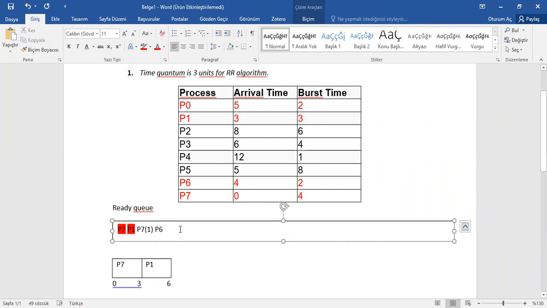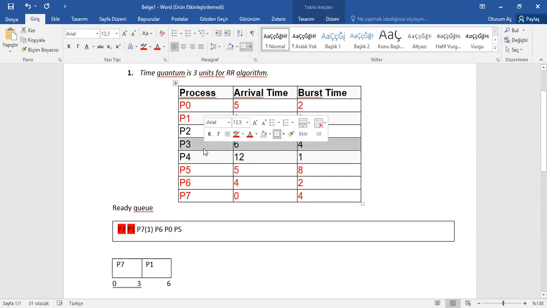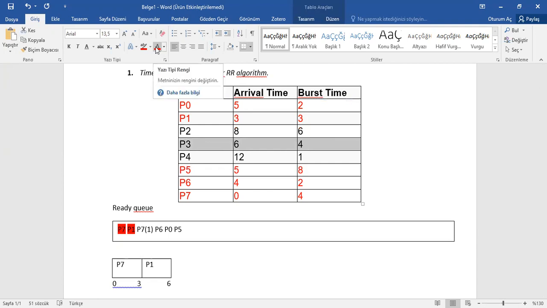Time is 5. If there is a situation where they are arriving at the same time, just order them according to the process number. So this one is first. This one is second, process 5. And then which one is left? Process 3. Am I right? Yes, process 3.